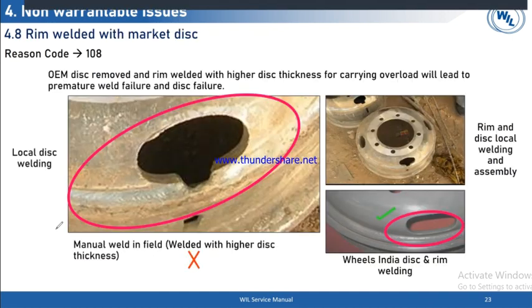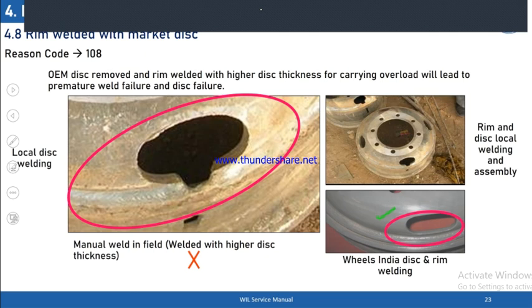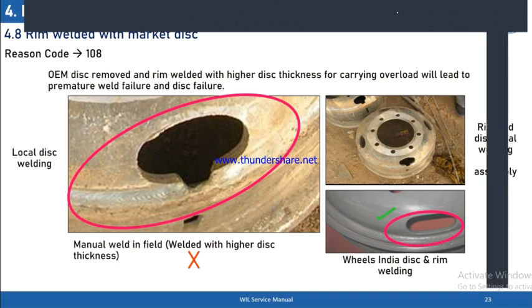So next one is rim welded with market disc. Sometimes what happens is we have a particular OEM fitted wheel rim and it gets cracked. So what people do is, instead of giving it in warranty, because when it comes in warranty, people, you, me, everybody will ask a number of questions, they will go to the market, pick up a market disc, weld it from outside, and they will use it on our vehicle.